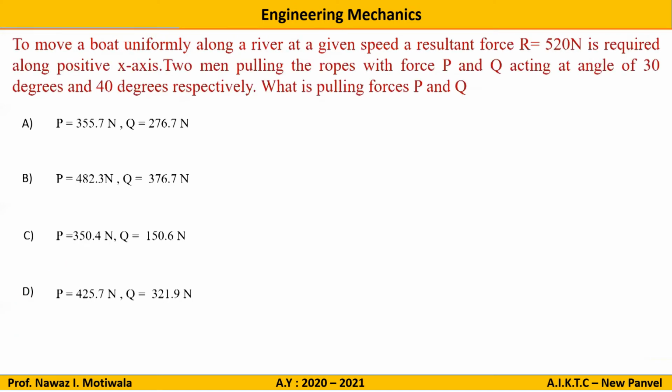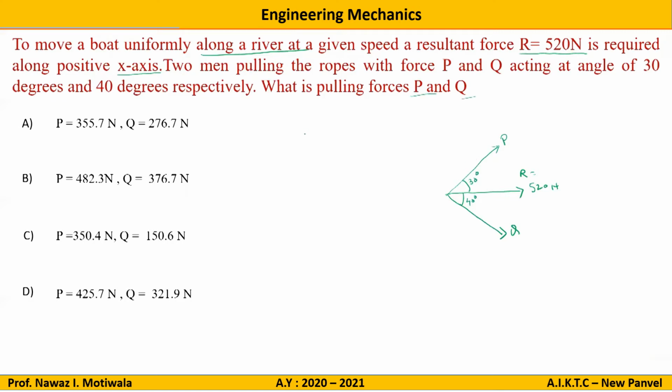Next question. To move a boat uniformly along a river at a given speed, a resultant force R equal to 520 Newton is required along the positive x-axis. So it is already given that the resultant is acting along the x direction with a value of 520 Newton. Two men pull ropes with forces P and Q at angles of 30 degrees and 40 degrees respectively to maintain this resultant.